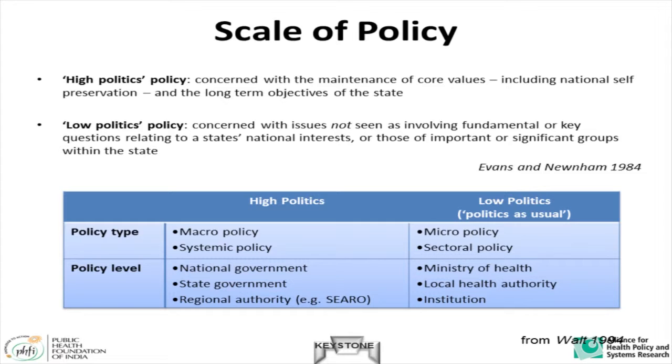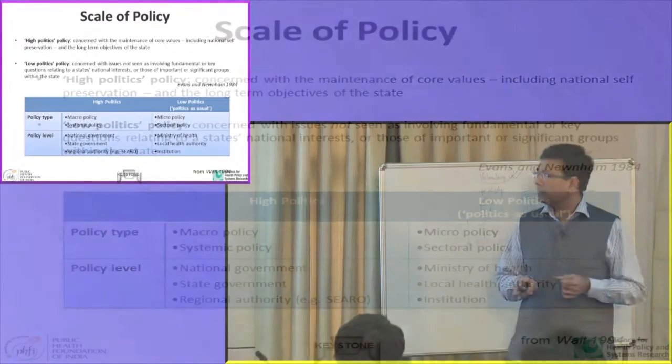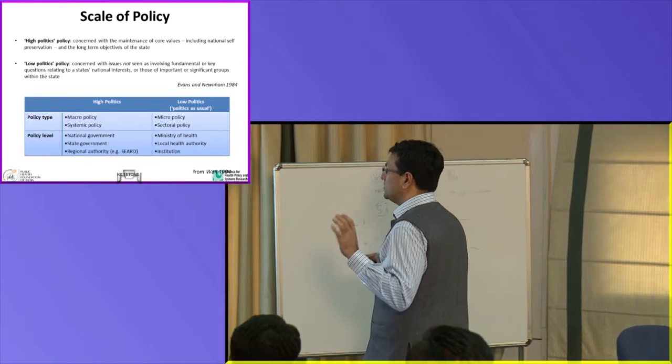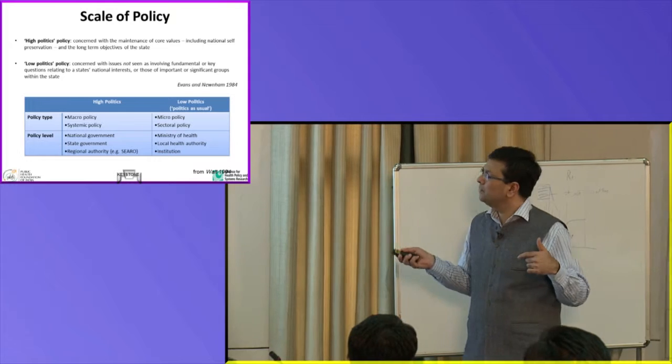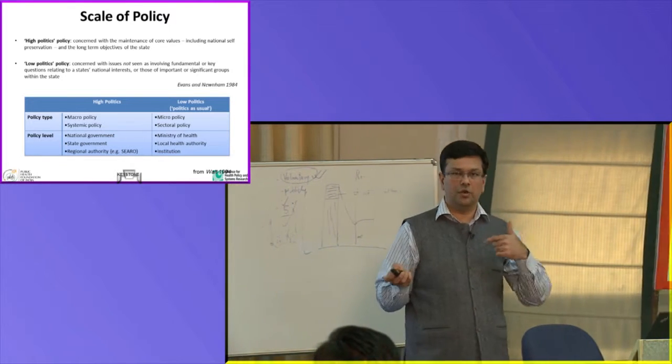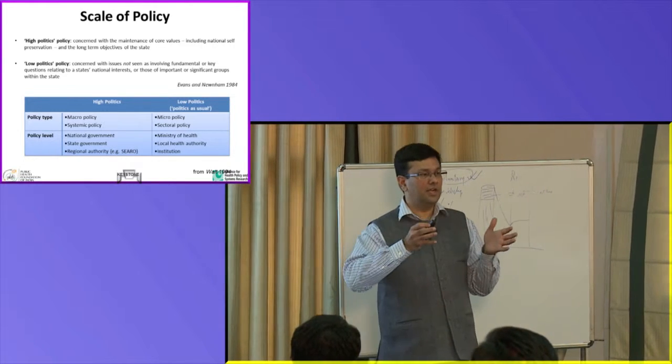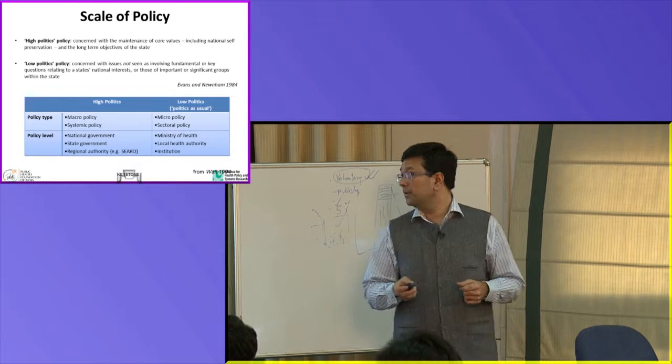I'll explain that. High politics policy is concerned with the maintenance of core values, including national self-preservation and the long-term objectives of the state. Low politics policy is concerned with issues not seen as involving fundamental or key questions relating to a state's national interests or those of important or significant groups within the state. I know I'm referring to state here, but we are not really referring to state in the context of state versus non-state. We are referring to state in the context of a polity, of the existence of a particular geopolitical entity.